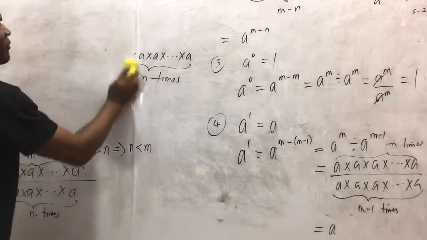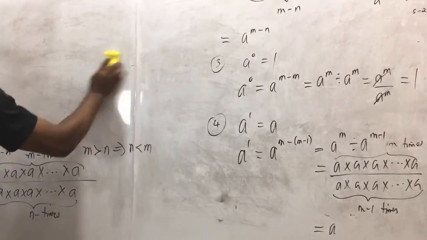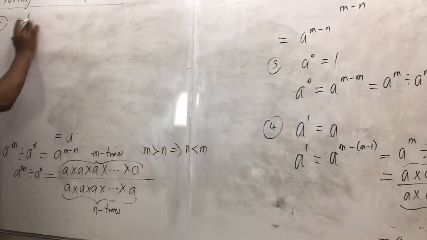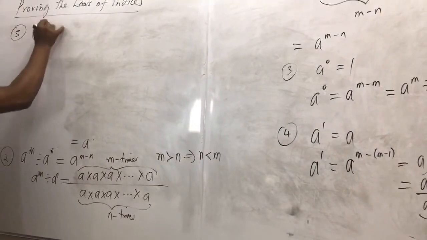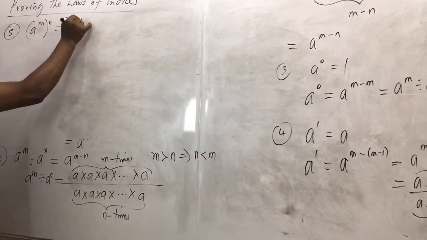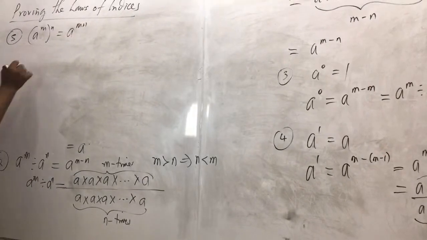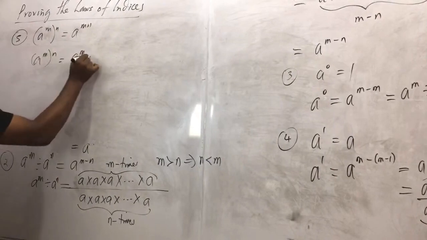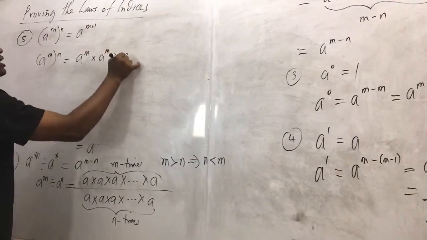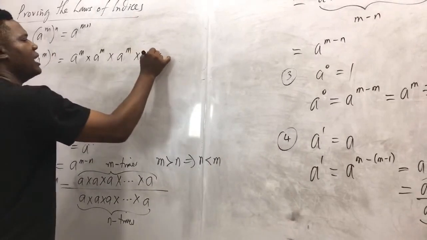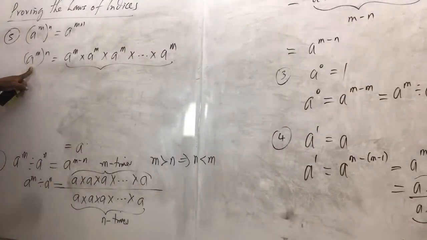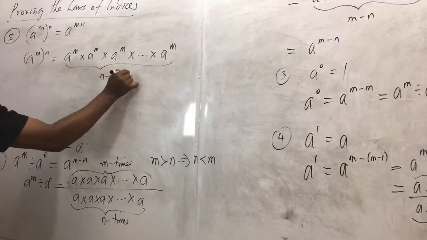So to prove law number 5, which was on powers of power, I could have a raised to the power m raised to the power n equals a raised to the power mn. Why is this so? A raised to the power m raised to the power n is the same as saying a raised to the power m times a raised to the power m times a raised to the power m times ellipsis times a raised to the power m. That is multiplying a raised to the power m, which is in bracket, n times.